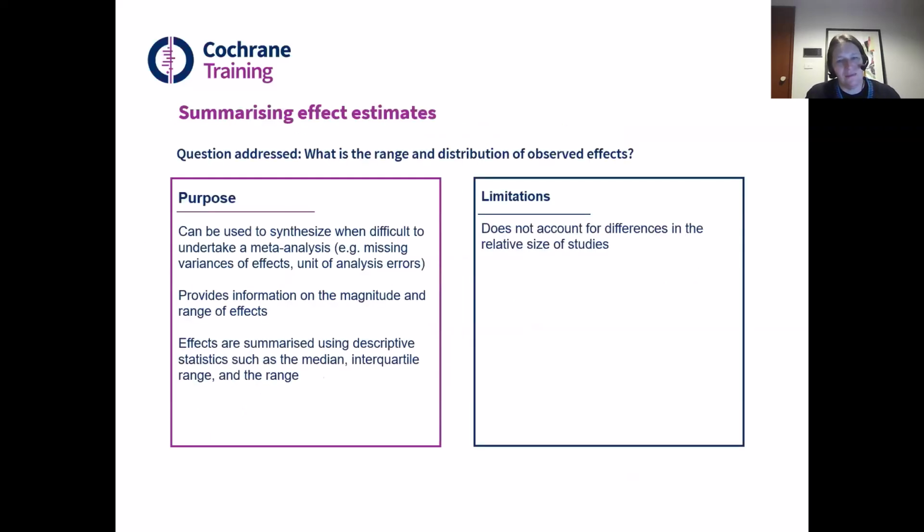So the limitations of this method is essentially that it doesn't account for the differences in the relative size of the studies. So small studies contribute as much information as large studies. A study of 10 participants essentially contributes as much information as a study of 10,000 participants.